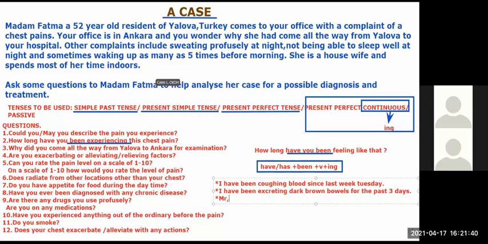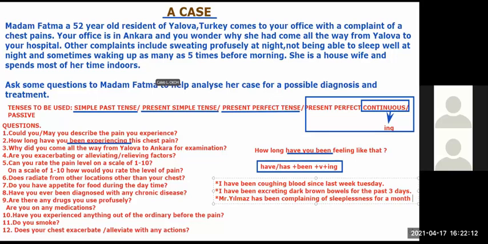Okay, Mr. Yilmaz has been complaining of, let's say, sleeplessness. Okay, has been complaining of sleeplessness for a month.